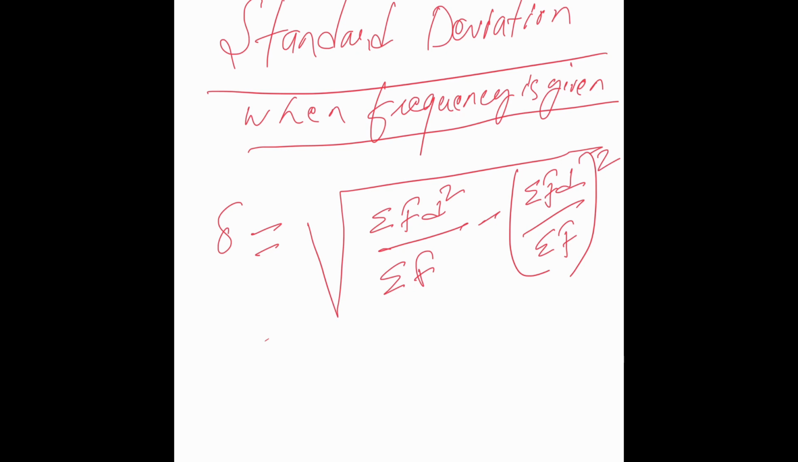Sigma, standard deviation, is equal to root over summation of fd square divided by summation f, minus summation of fd divided by summation f, whole square. So this is the formula when frequency is given along with variables and you are asked to find sigma or SD, standard deviation. Okay, got it? Very good.